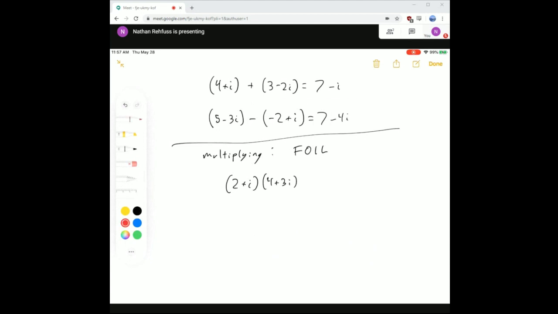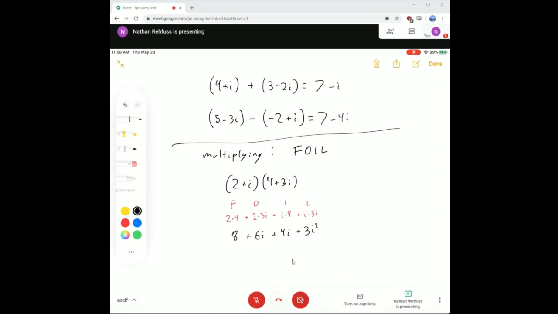I can FOIL and say, first, here, let me show 12 extra steps, right? First is 2 times 4, to show you that this is really just the same. Outside is 2 times 3i. Inside is i times 4. And last is i times 3i. These are all added together. So when I FOIL, I get 8 plus 6i plus 4i plus 3i squared.